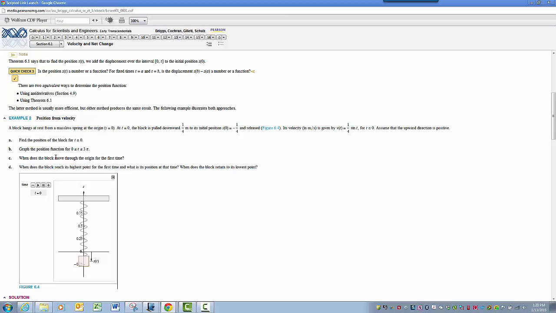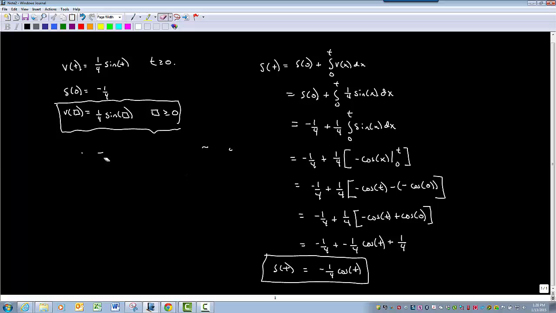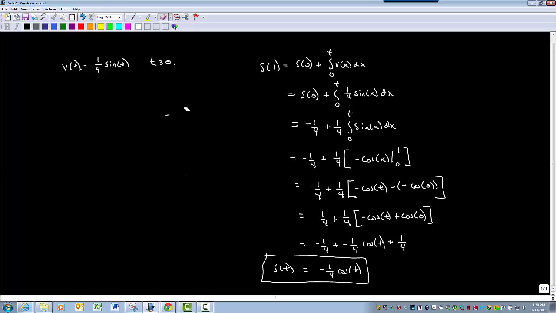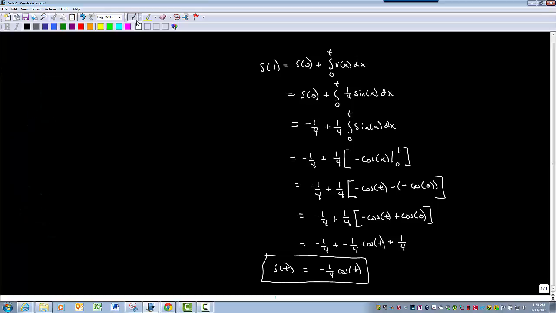It says, when does the block move through the origin for the first time? So when does it come back through the origin? Well, the question is, when is the position 0? So to answer that question algebraically, we'd say, when is this equal to 0? Let me erase some of this over here, and I'll answer that question for you algebraically. It's nice to have a graph, but it's more important to be able to answer things out algebraically. So let me move this stuff back around here.